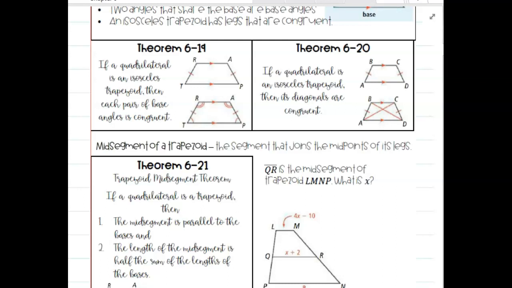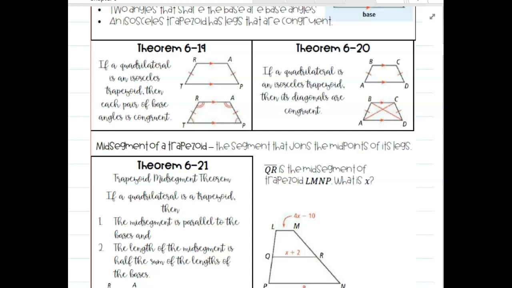If you have an isosceles trapezoid, what theorem 619 tells you, it says the pairs of base angles are congruent. So this is why it's really important to be able to pair up the correct angles. So these bottom 2 angles are congruent to each other, the top 2 angles are congruent to each other. But you can't pair up like the left angles and the right angles. Okay, so they have to be the angles that share the same base.